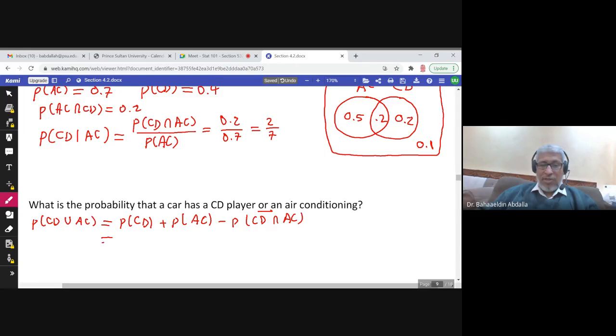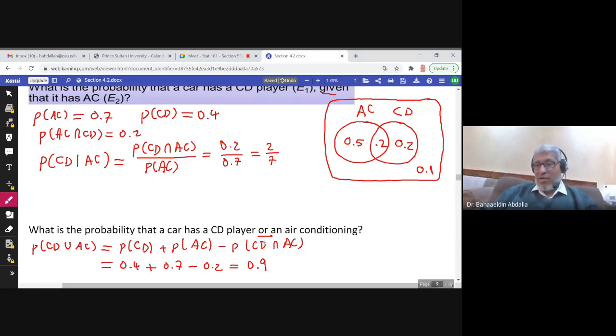So what is the probability of CD? I have here 0.4, and probability of AC 0.7, minus probability of the intersection, which is 0.2. So the answer is 0.9, which actually came from here. You know that the probability of the union is 0.9 because this is the union. You add 0.5 plus 0.2 plus 0.2, you get 0.9.